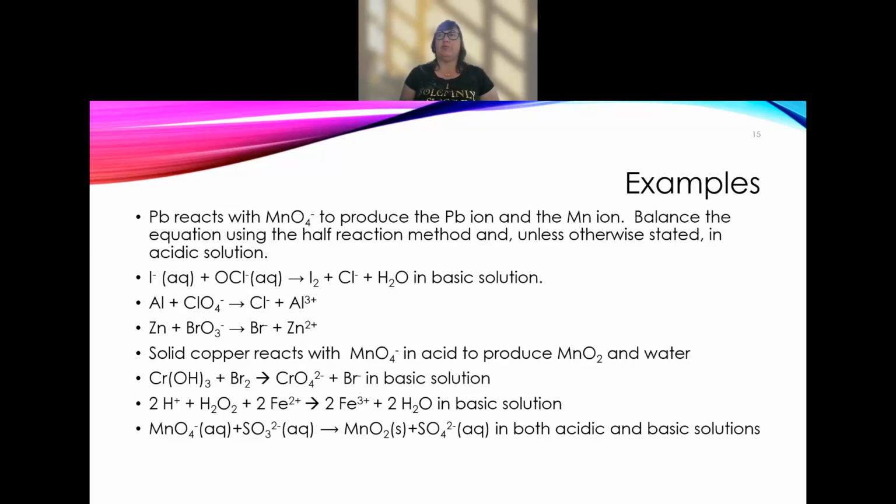Okay, so I have I minus plus OCl minus goes to I2 plus Cl minus plus H2O in basic solution. My half reactions: I minus goes to I2, and OCl minus goes to Cl minus plus H2O. I need to make sure that my I's and my Cl's are fine. The Cl is fine, but the I is not. So I need 2 I minus going to I2.